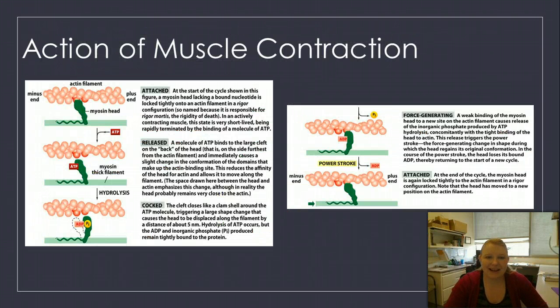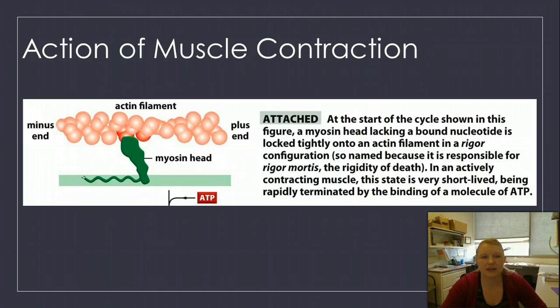So let's look at the action of the muscle contraction on a little bit more of a molecular basis here, or a little deeper level here. And there are 5 main steps, and so we're going to go through each of these steps on the next couple slides. So the first thing is that we start off with the myosin head attached to the actin molecule. It's pretty stiff. This is known as the rigor conformation because it's like rigor mortis and how stiff everything is after death.